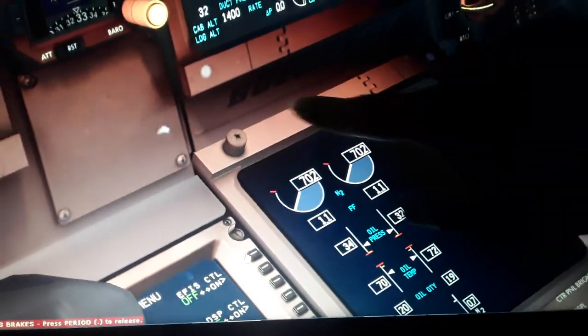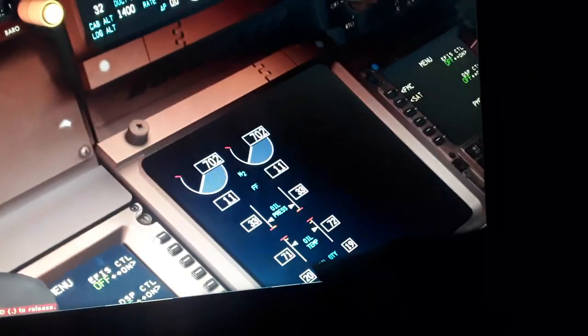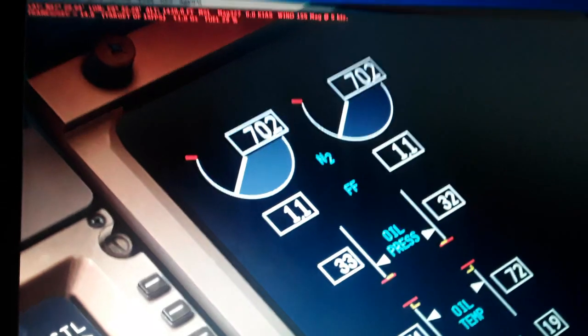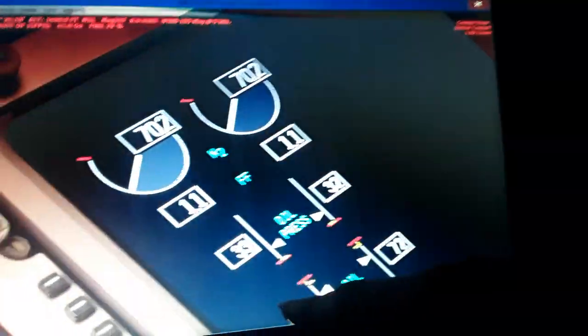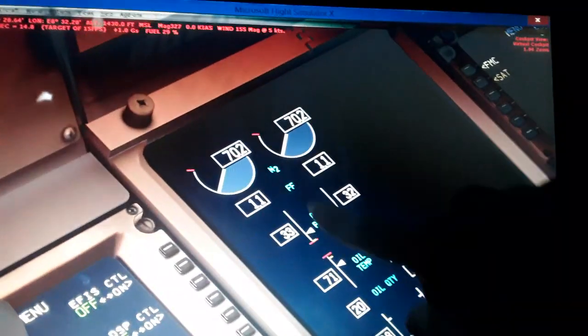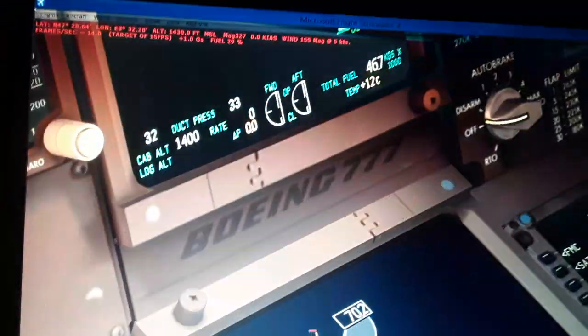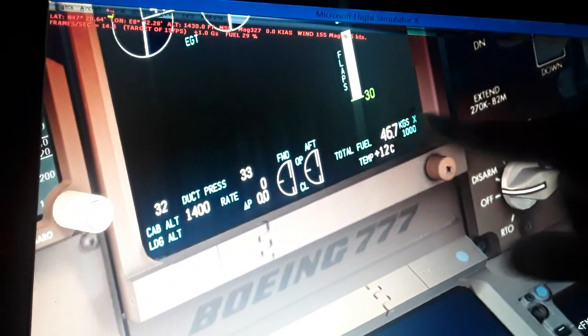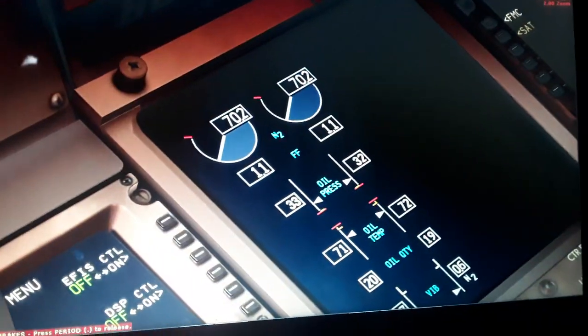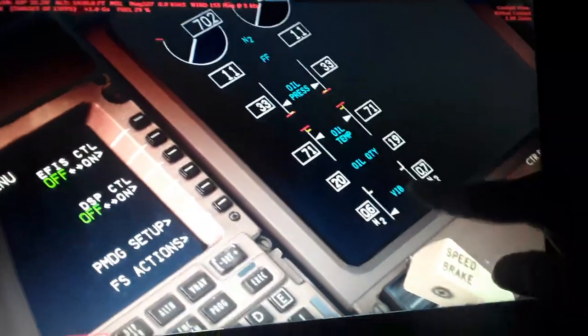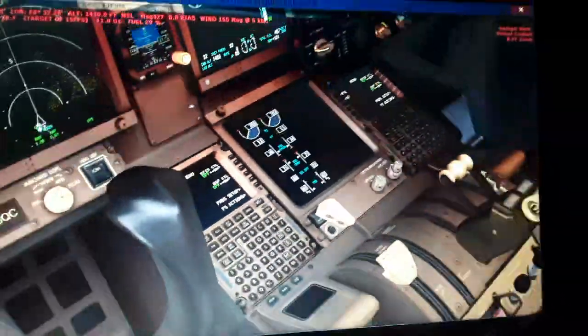You can see the N2, which is the high-speed spool, the high-pressure compressor and turbine of the turbofan engine, the temperature, the fuel flow per engine per hour, in thousands of kilograms or thousands of pounds. Right now it's thousands of kilograms displayed for the fuel, oil pressure, oil temperature, oil quantity, and the vibration of the two engines.